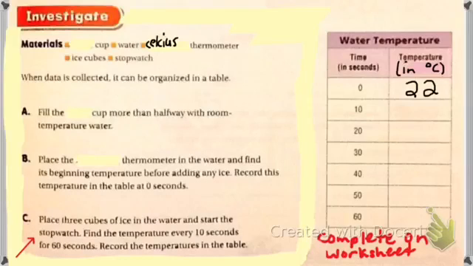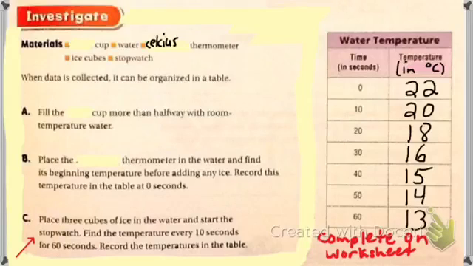So at 10 seconds, my temperature was 20 degrees. At 20 seconds, my temperature was 18 degrees. At 30 seconds, my temperature was 16 degrees. At 40 seconds, my temperature was 15 degrees. At 50 seconds, my temperature was 14 degrees. And at 60 seconds, my temperature was 13 degrees. If you have not already done so, please make sure that you complete this information on your worksheet as well.